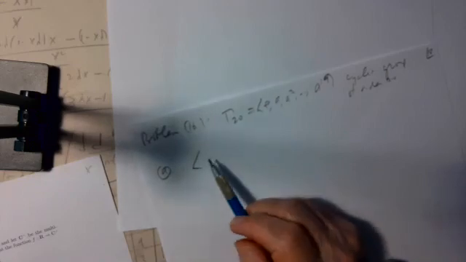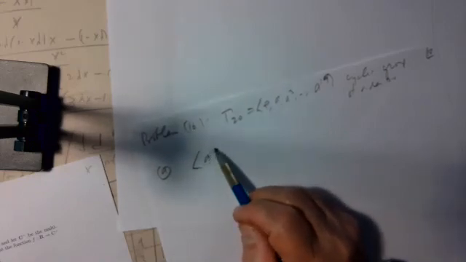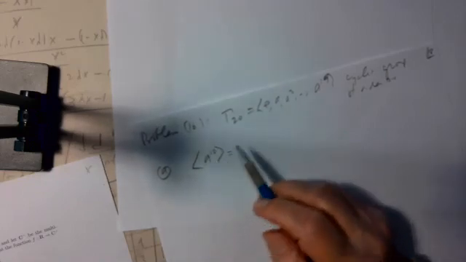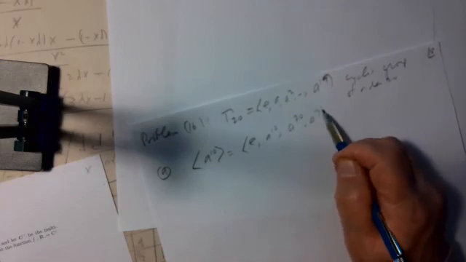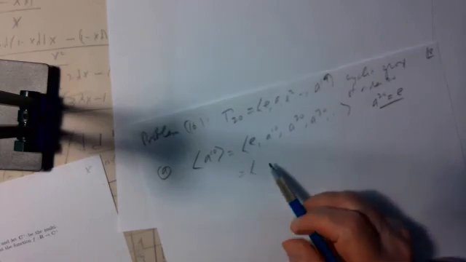And what's the subgroup generated by a to the 10th? Well, it's the set of powers of a to the 10th: a to the 10th, a to the 20th, a to the 30th, and so forth. But a to the 20th is the identity. A to the 30th is the same as a to the 10th. This is just a subgroup with two elements. That's the subgroup generated by a to the 10th.